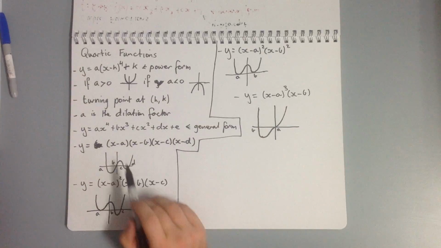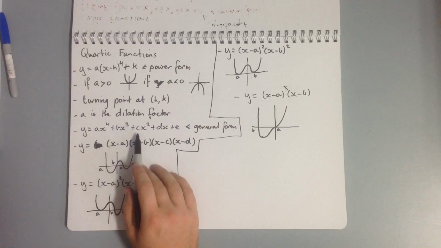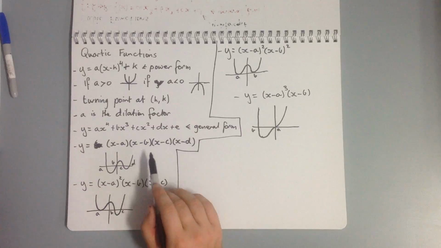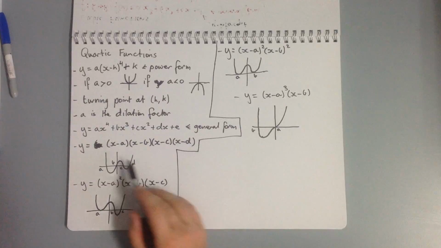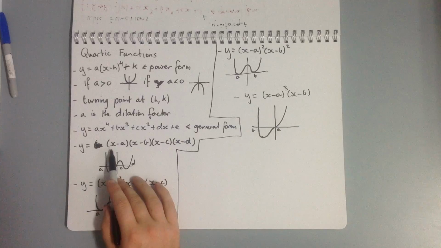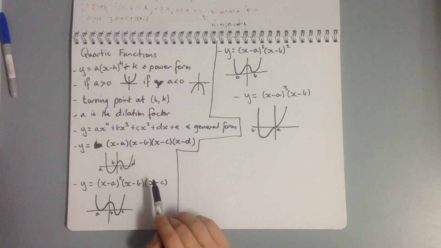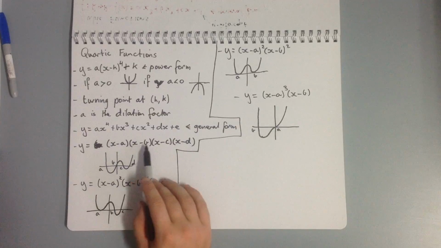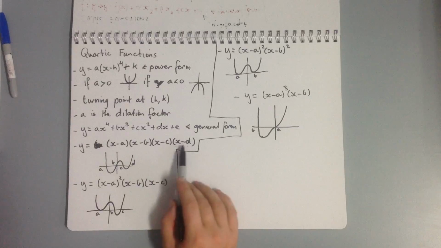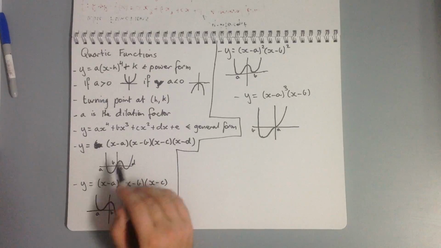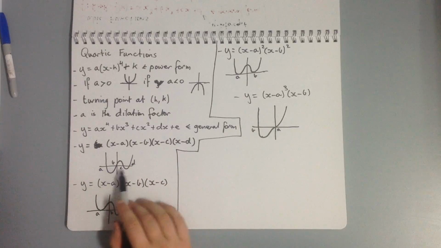Our general form is ax to the 4 plus bx cubed plus cx squared plus dx plus e. There are a number of ways that we can have our factor form. We can have it where we have 4 distinct linear factors: (x take a) times (x take b) times (x take c) times (x take d). That'll mean that we've got 4 x-intercepts at a, b, c and d.